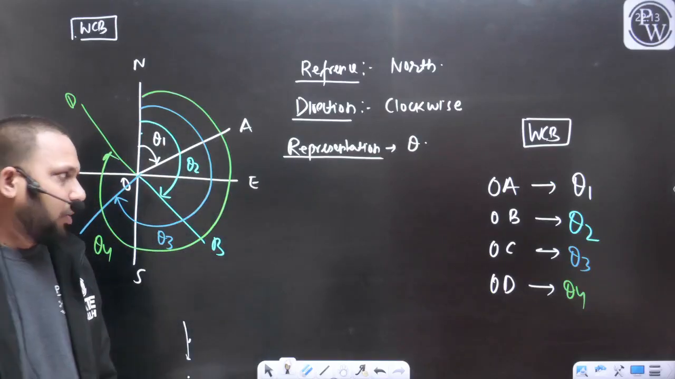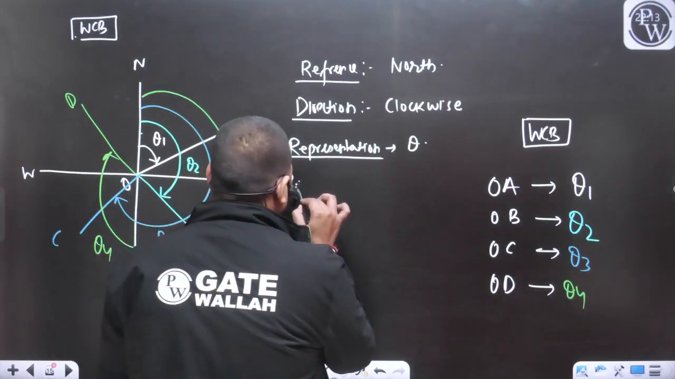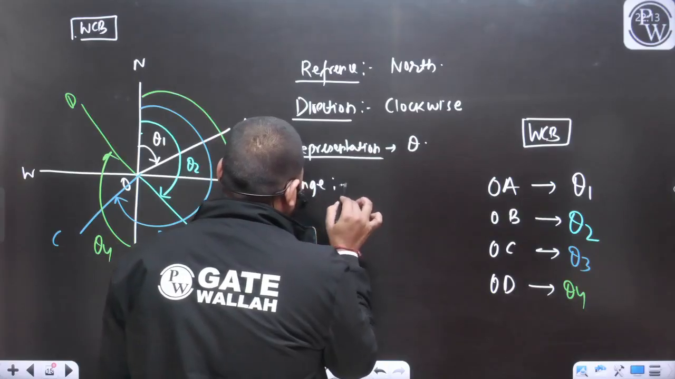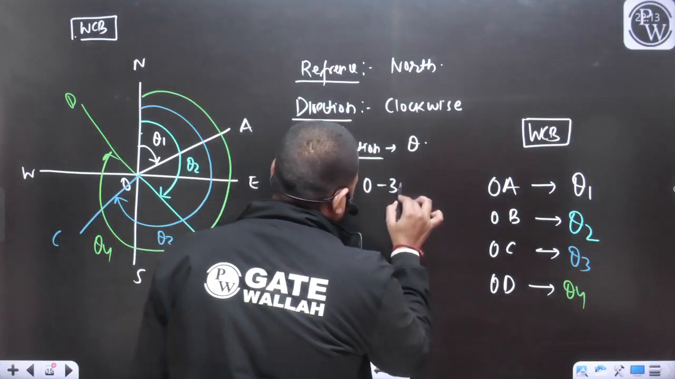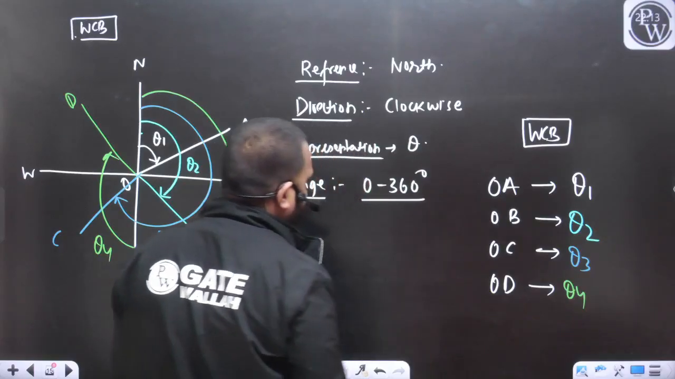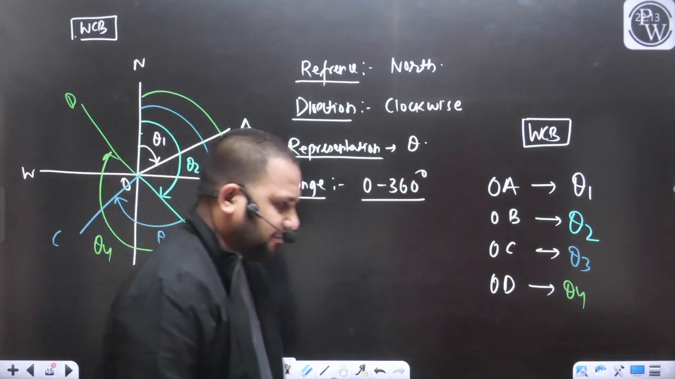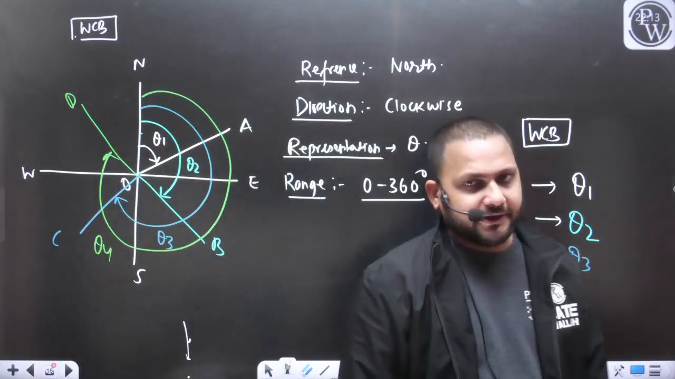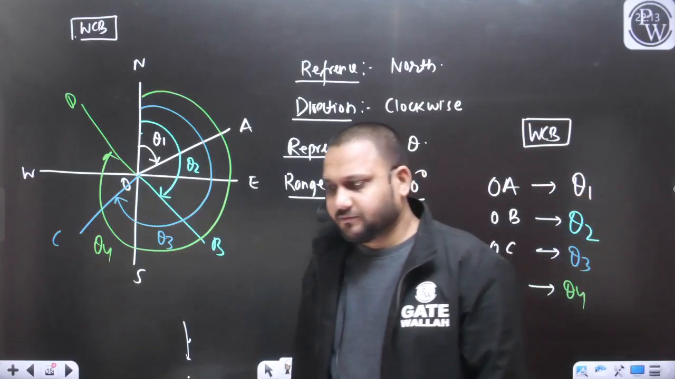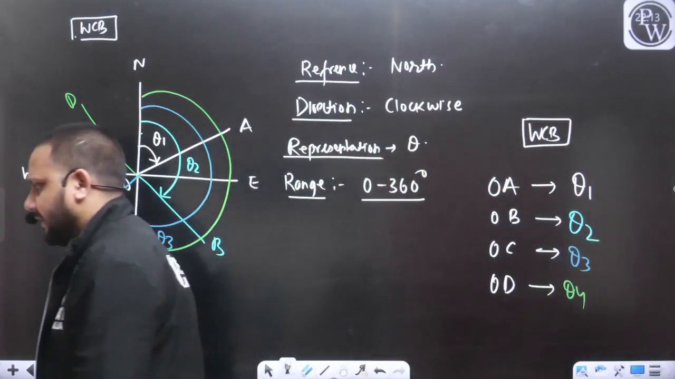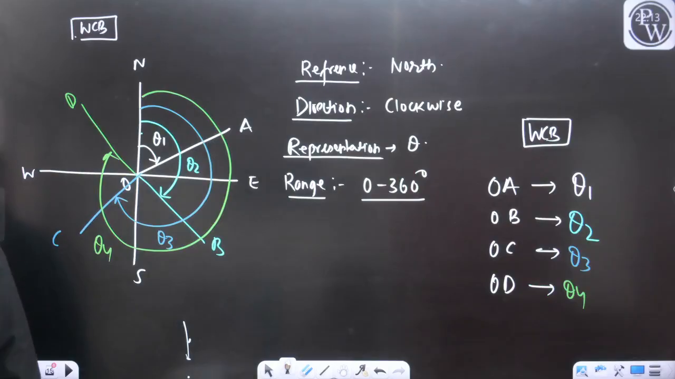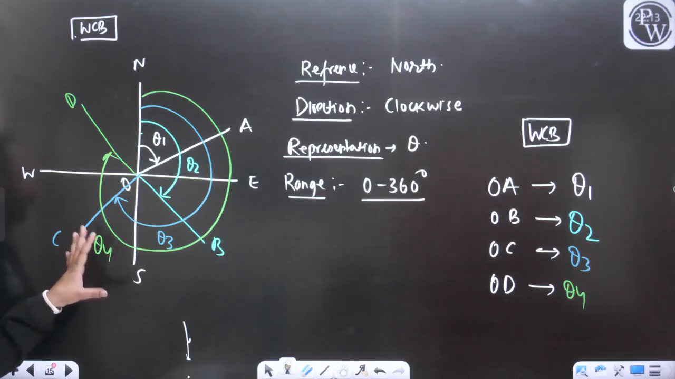And if I talk about the range, if we are representing the bearing of the line in WCB system, can I say the bearing will vary from 0 to 360 degree? What will be the range of the bearing in the WCB system? The bearing will vary from 0 to 360 degree. So these are the characteristics of your WCB system.